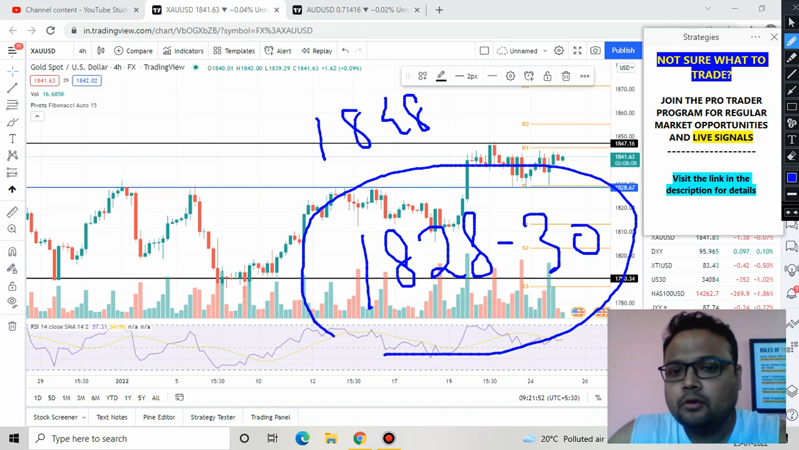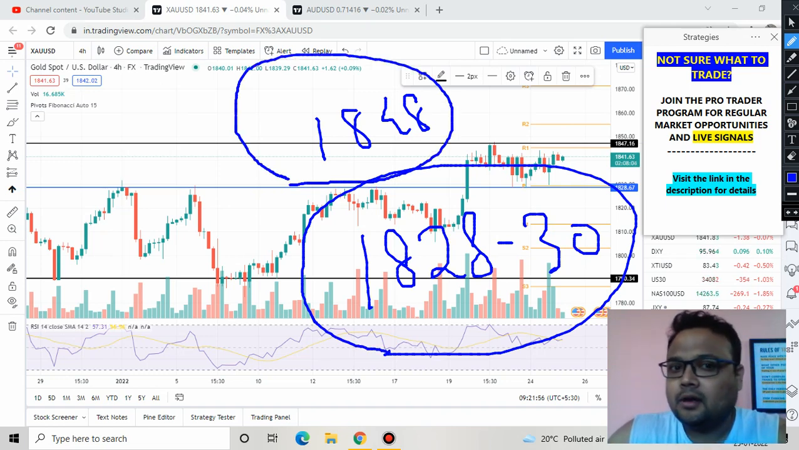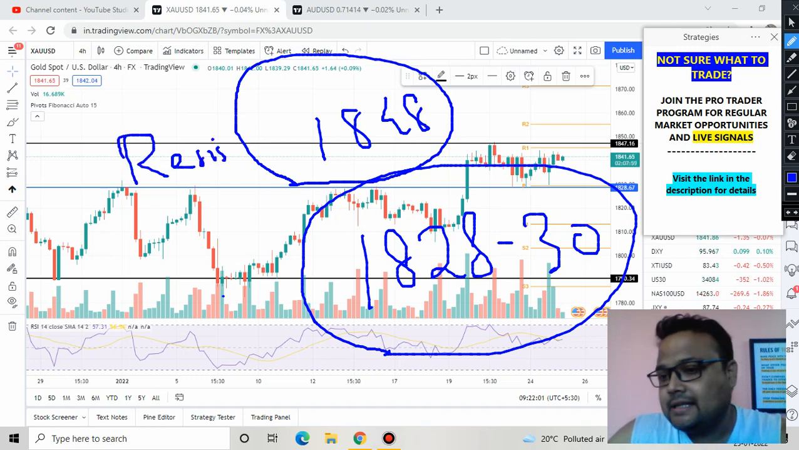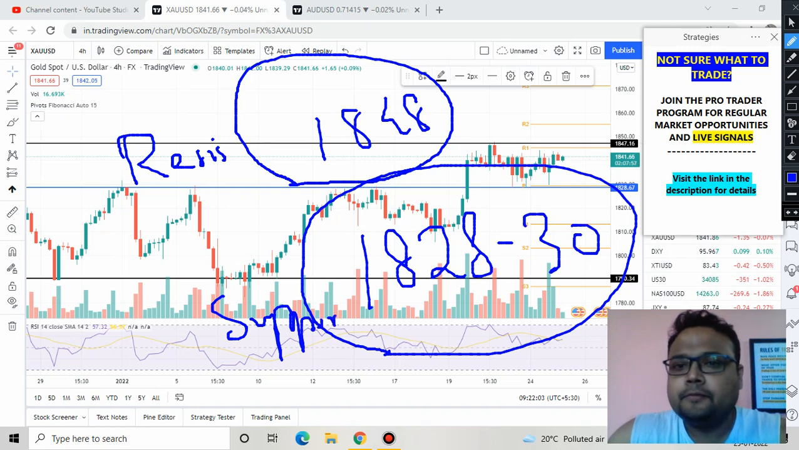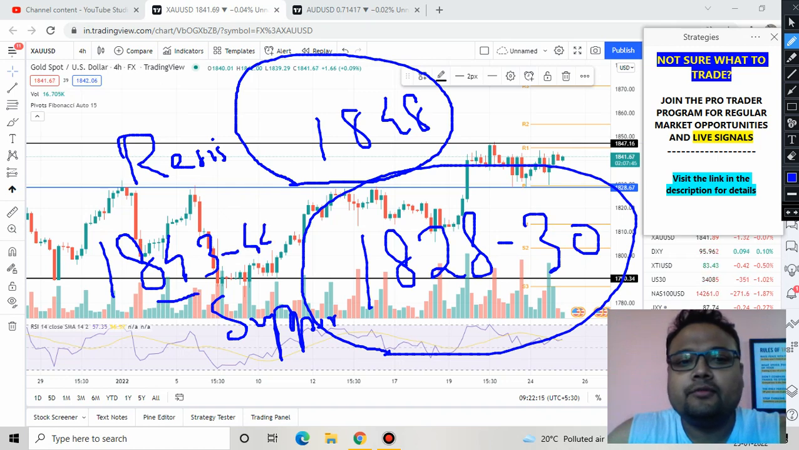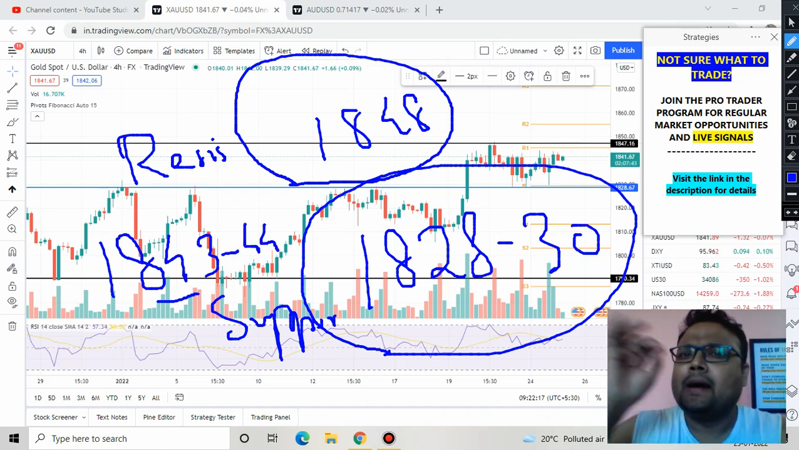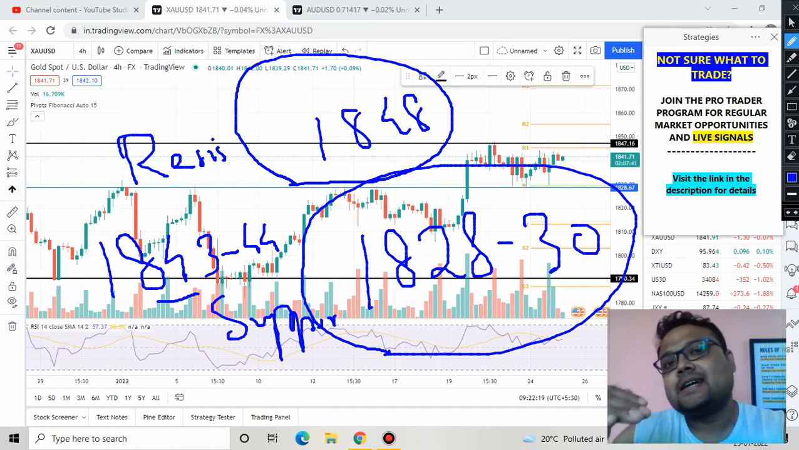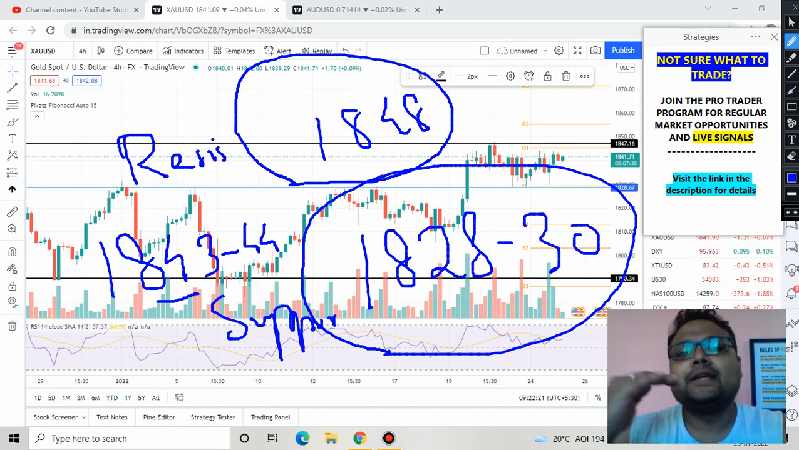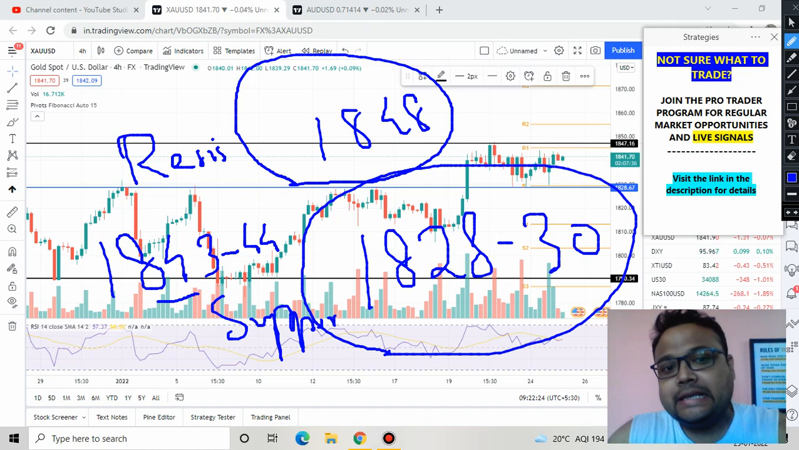This is the support of gold where buyers are present, and 1848 is the level of sellers, which is the resistance. Okay, this is the resistance and this is the support. And in addition, if you have watched my yesterday's video, then you know that we have one more level, and that is 1843, 1844, another level of gold where minor resistance is present and sellers are also present there. So right now you can see that gold is unable to cross these levels.